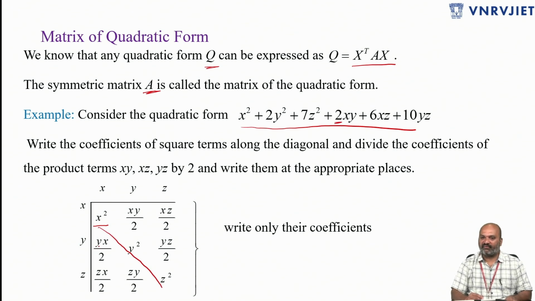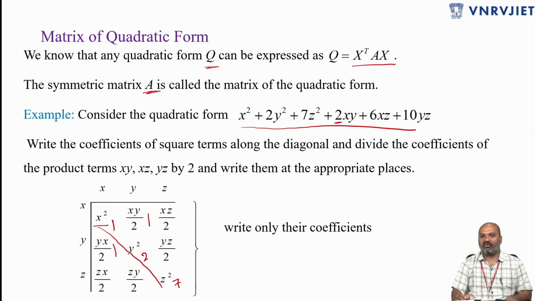That's why we divide the coefficient of xy by 2. That is 2 divided by 2. So here we write 1 and here we write 1. And here the diagonal coefficients are 1, 2 and 7.